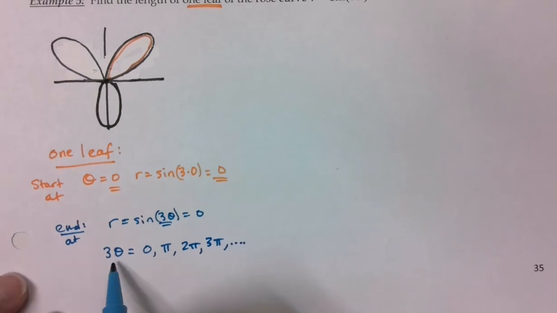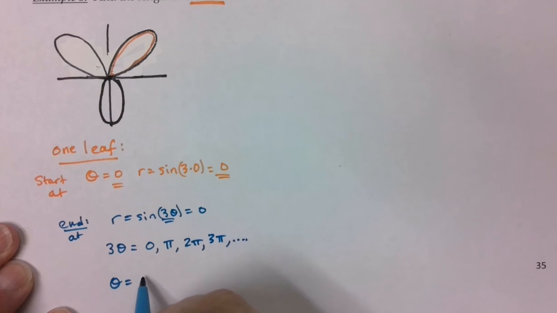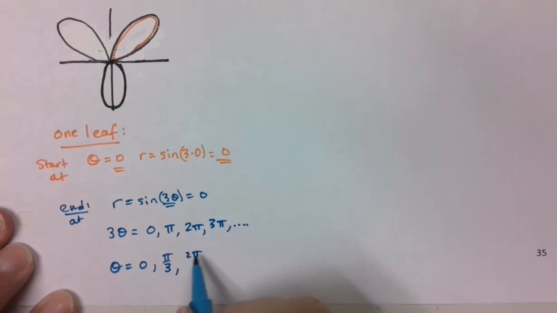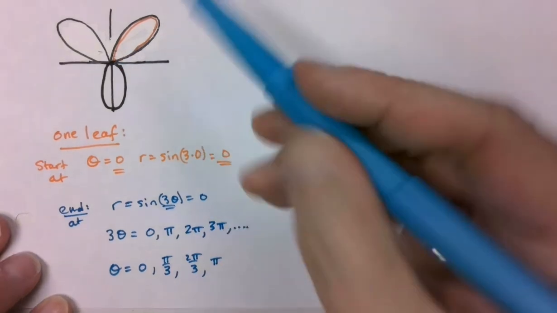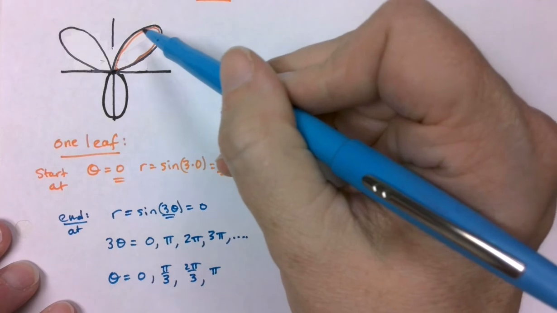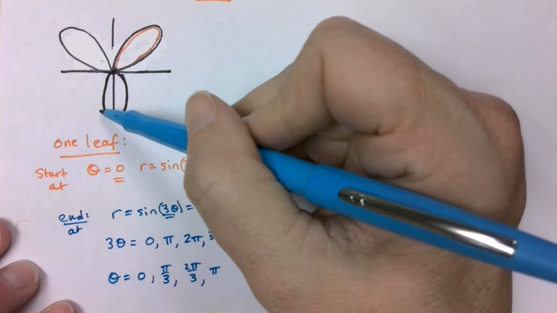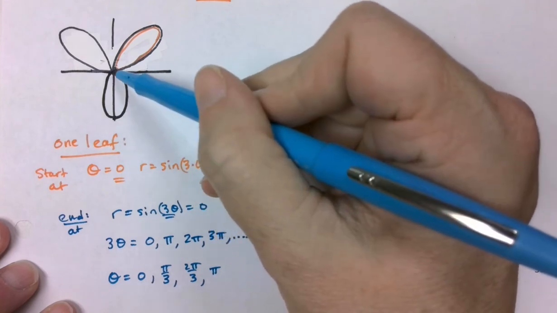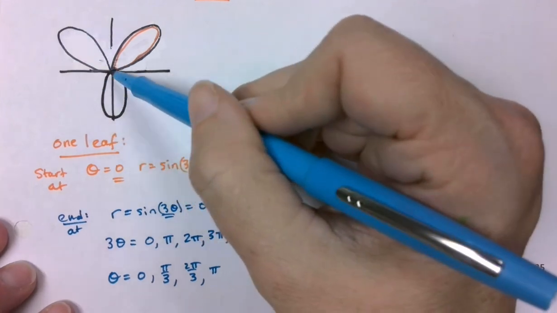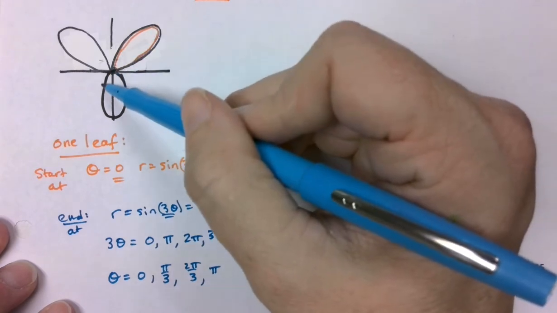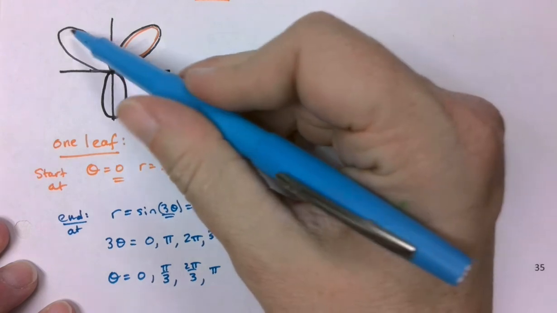But that's 3 theta, so that means theta is 0, which we already know, or pi over 3, see, it's not pi over 4, it was pi over 3, or 2 pi over 3, or pi. So what's happening is this part comes out and swings back, and at pi over 3 it's back at the origin. Then it goes down here, and at 2 pi over 3 it's back at the origin. It swings through, and at pi it's back at the origin. So it goes 0, pi over 3, 2 pi over 3, pi.